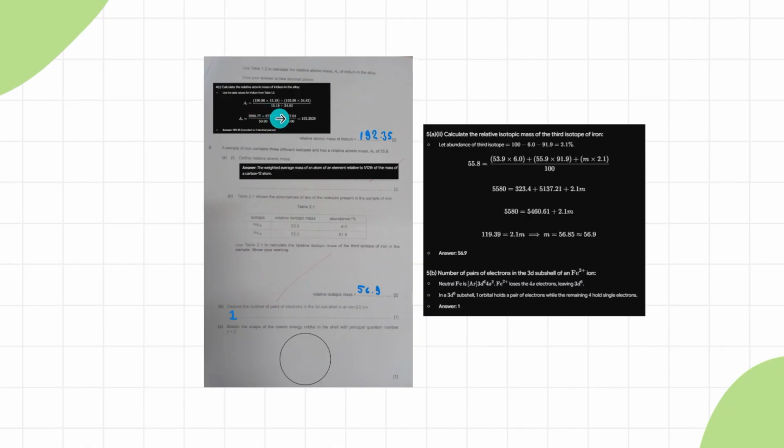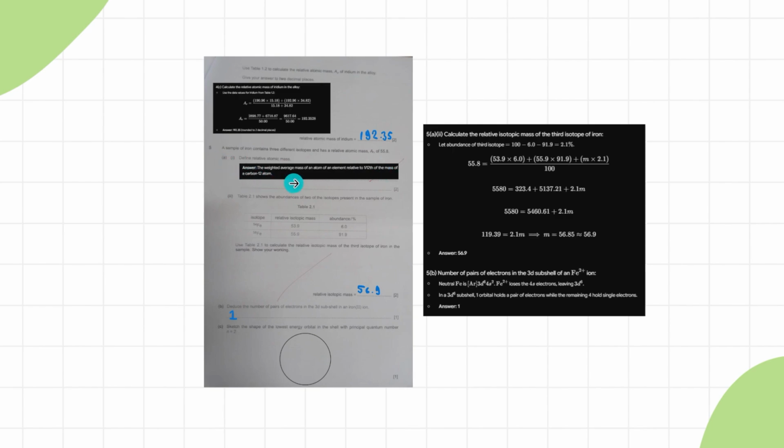190.96 times 15.18 plus 192.96 times 34.82 divided by 15.18 plus 34.82. So we calculate all of this and we get 192.3528. We round to two decimal places, and we get 192.35. Next, a sample of iron contains three different isotopes and has a relative atomic mass Ar of 55.8.